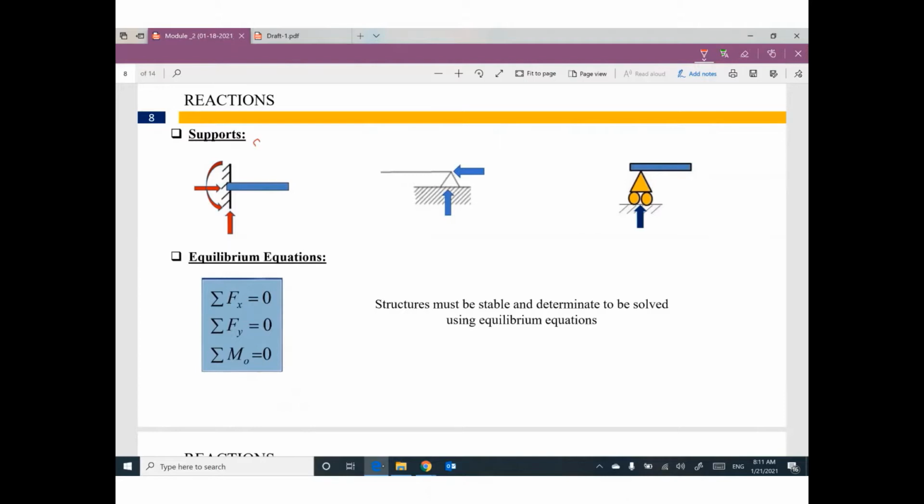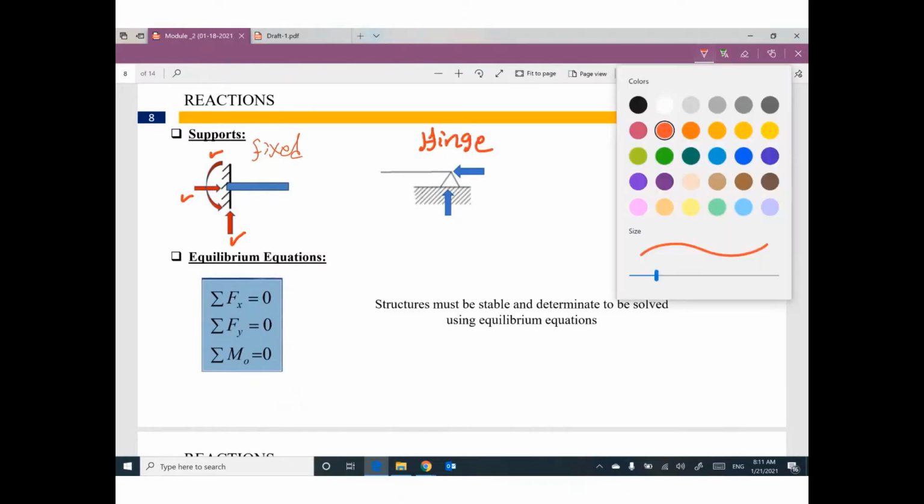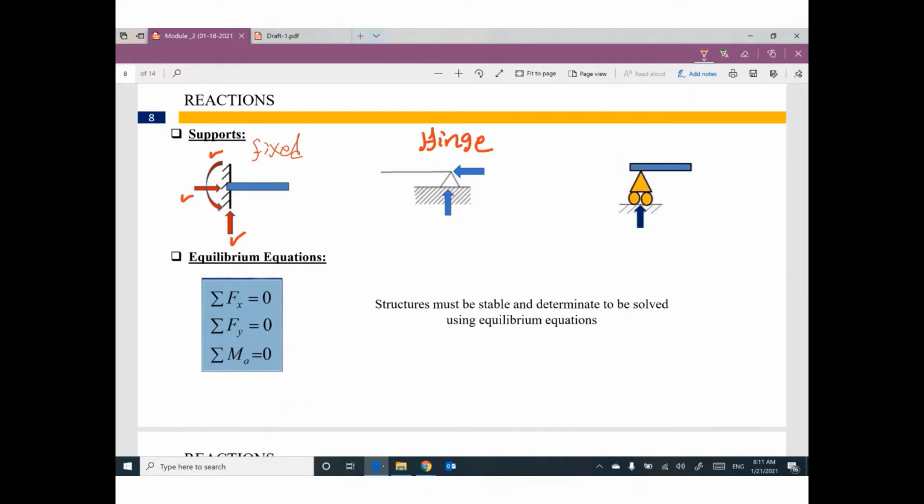We have fixed support, which has three reactions: vertical reaction, horizontal reaction, and concentrated moment. We have hinge. We have two reactions, two forces, one vertical and one horizontal. This support can be called hinge support or pin support. The third one is called roller.